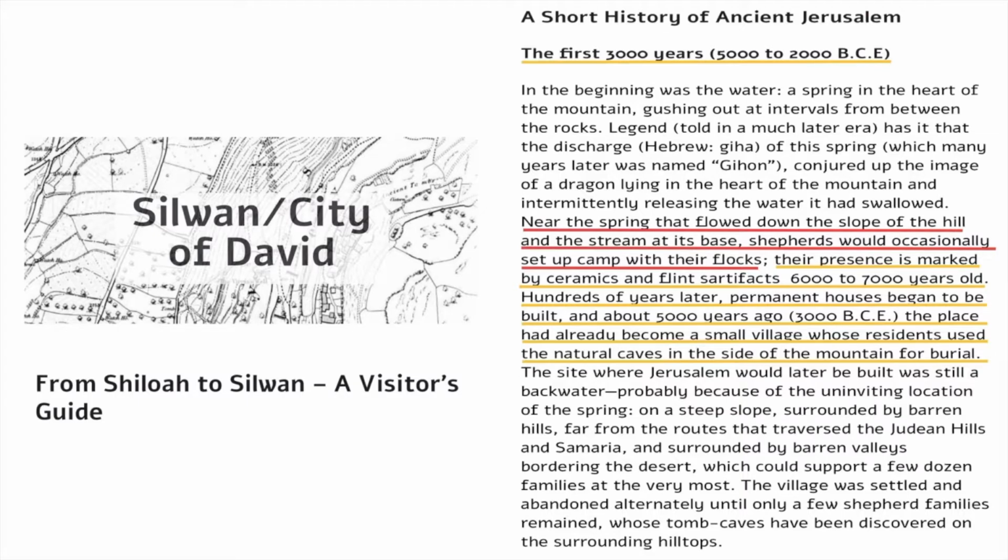And it says, the first 3,000 years, 5,000 to 2000 BCE, near the river that flowed down the slope of the hill and the stream at its base, shepherds would occasionally set their camp with their flocks. Their presence is marked by ceramics and flint artifacts 6,000 through 7,000 years old. Hundreds of years later, permanent houses began to be built, and about 5,000 years ago, which is around 3000 BCE, the place had already become a small village whose residents used the natural caves in the side of the mountains for burial.